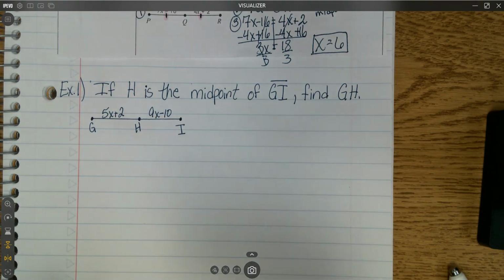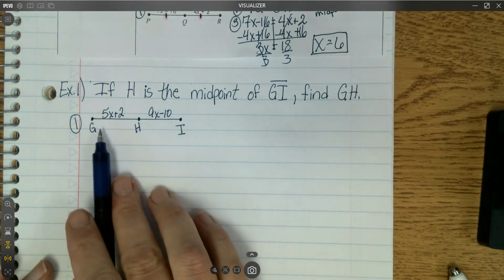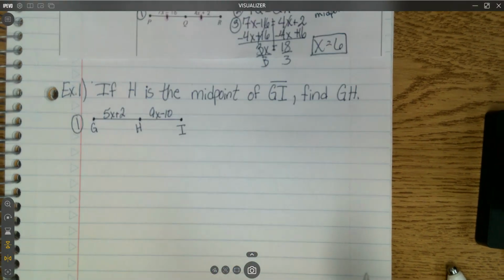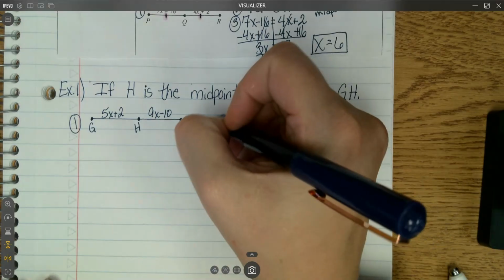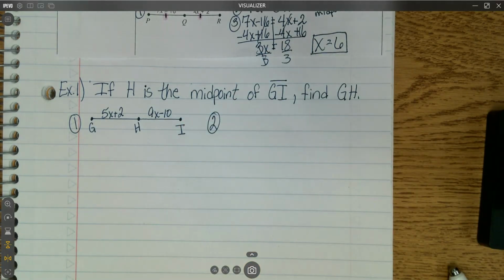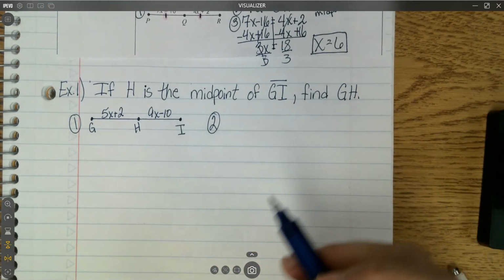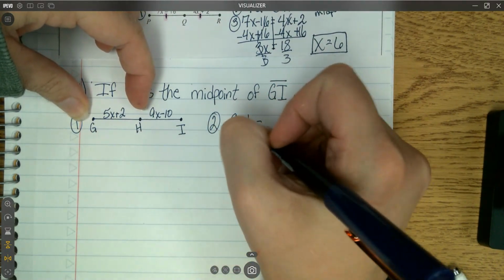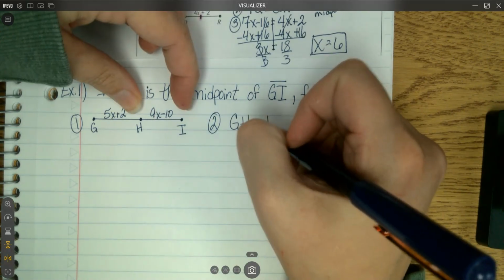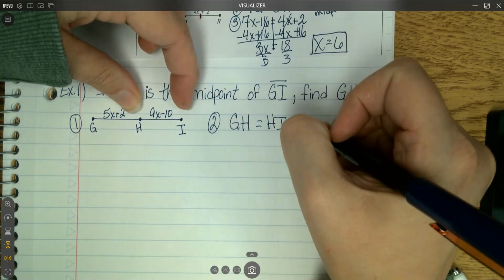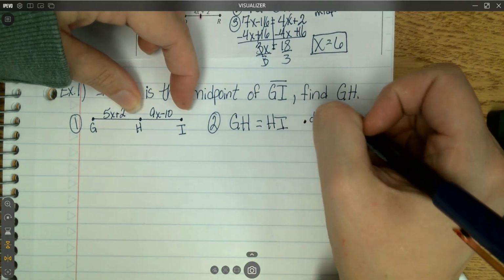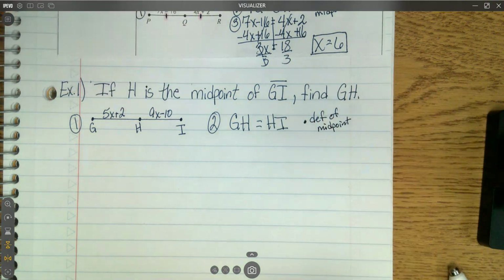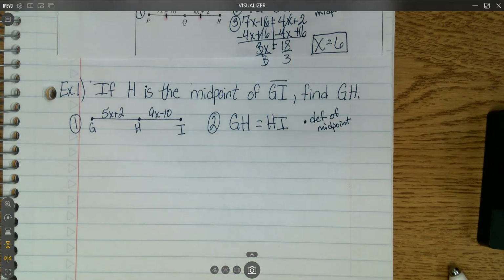So again, first step, make sure my diagram is neat, everything's labeled. No other information is given that I can fill out here. So I'm going to go to my geometric statement. My geometric statement is saying, because of midpoint, that means it's cut in half. So these are the same. So I know segment GH is equal to segment HI by definition of midpoint. Make sure you write your reasoning, okay?